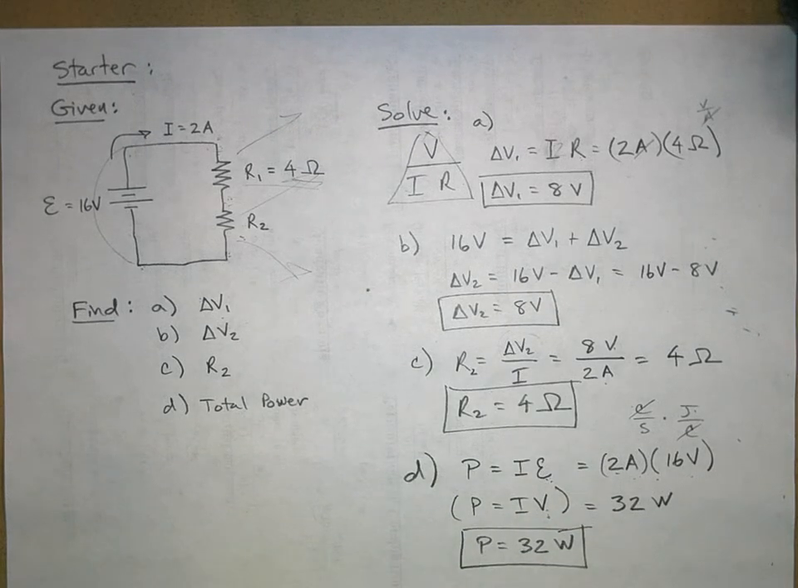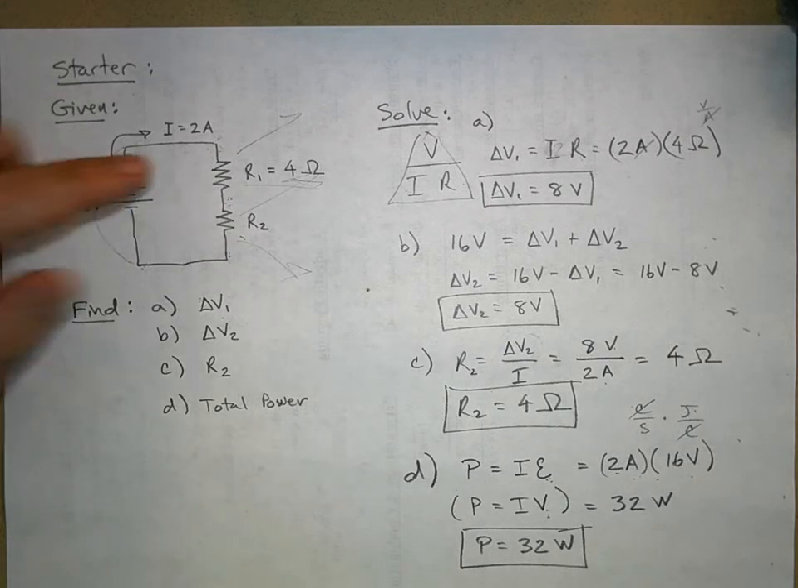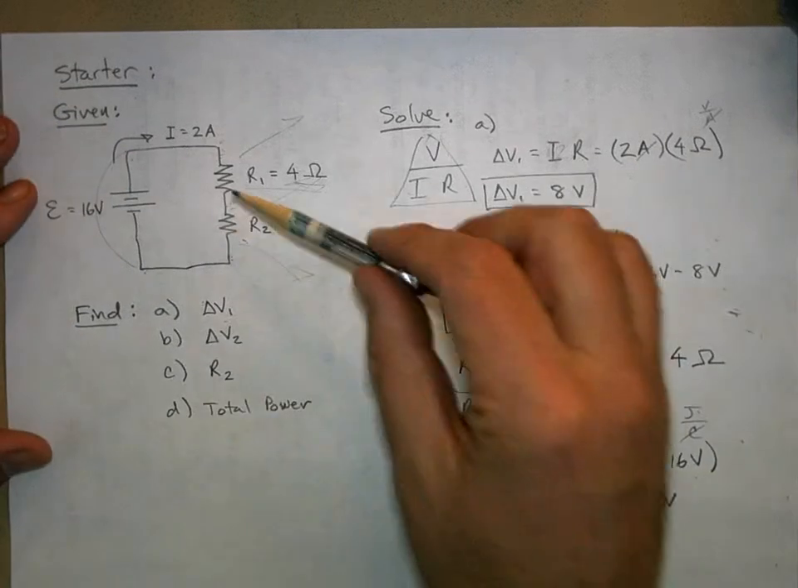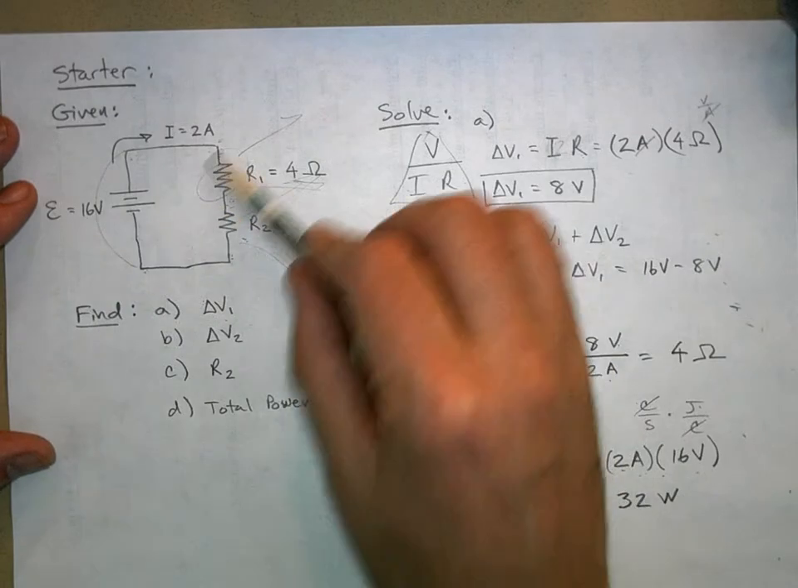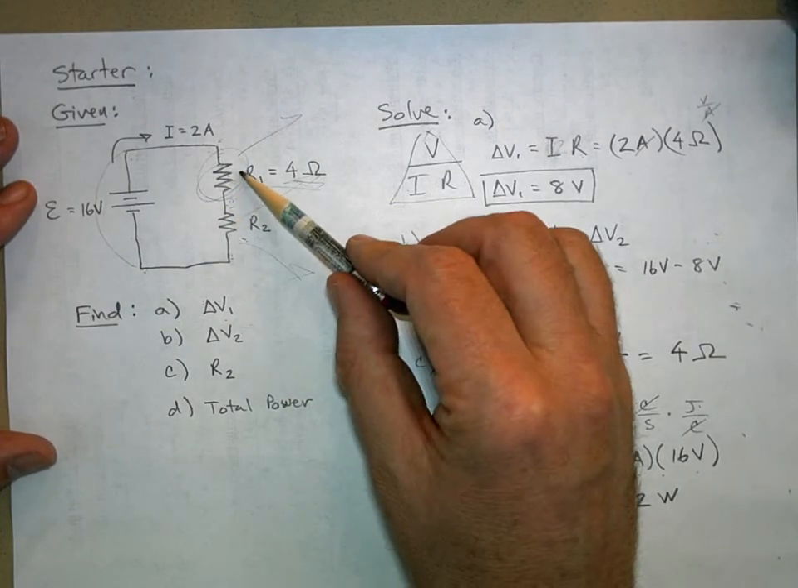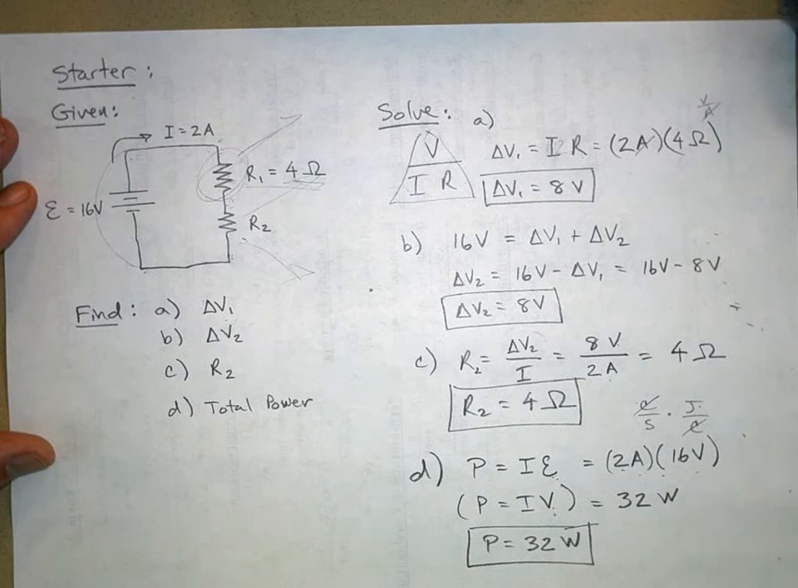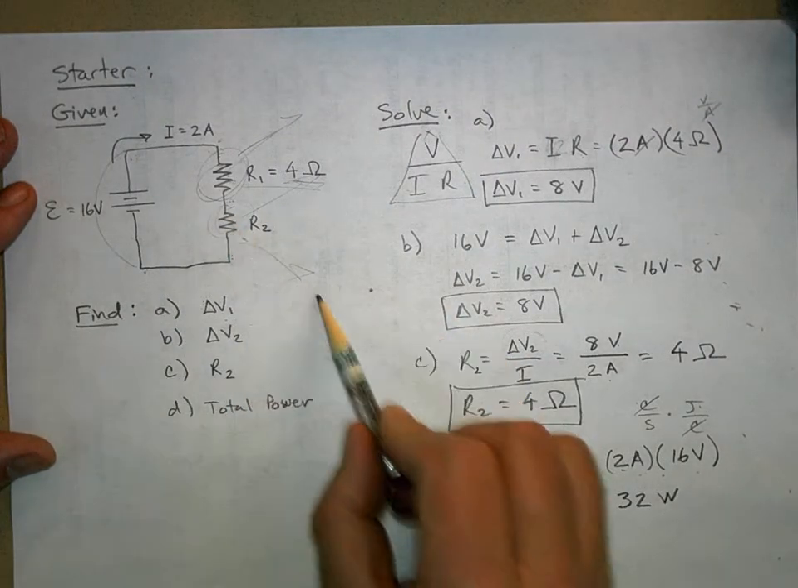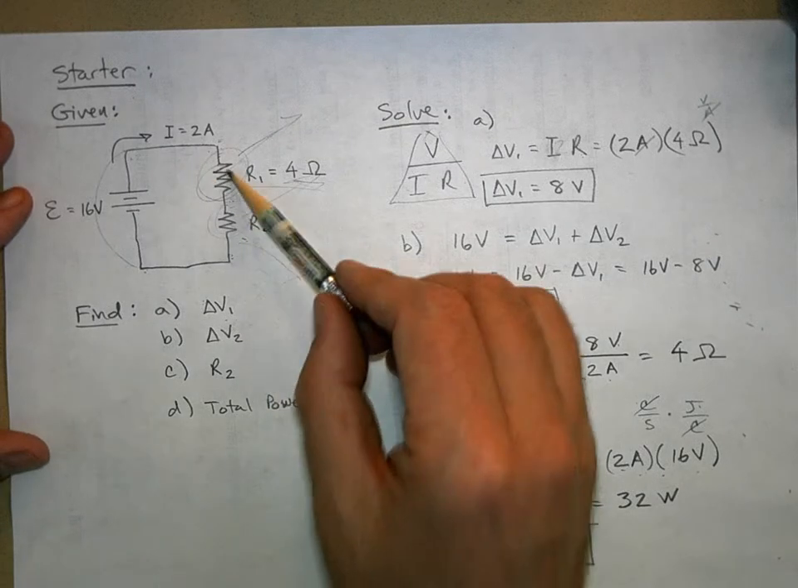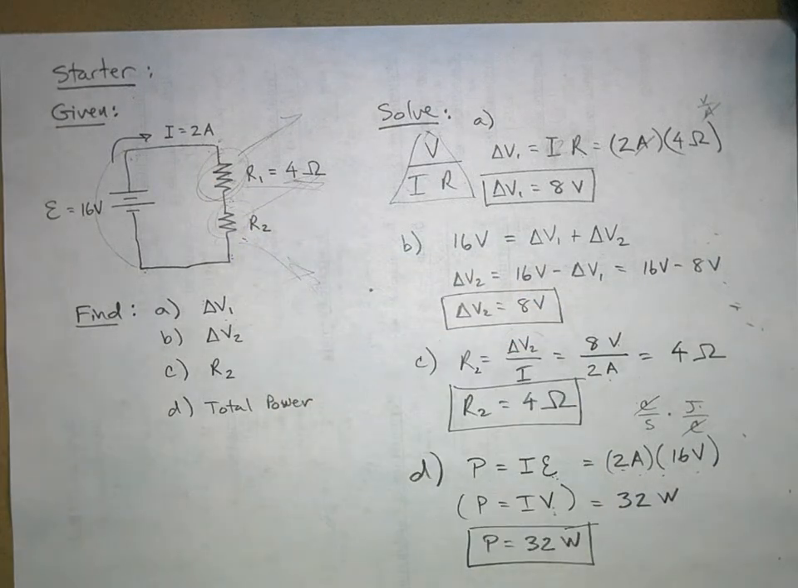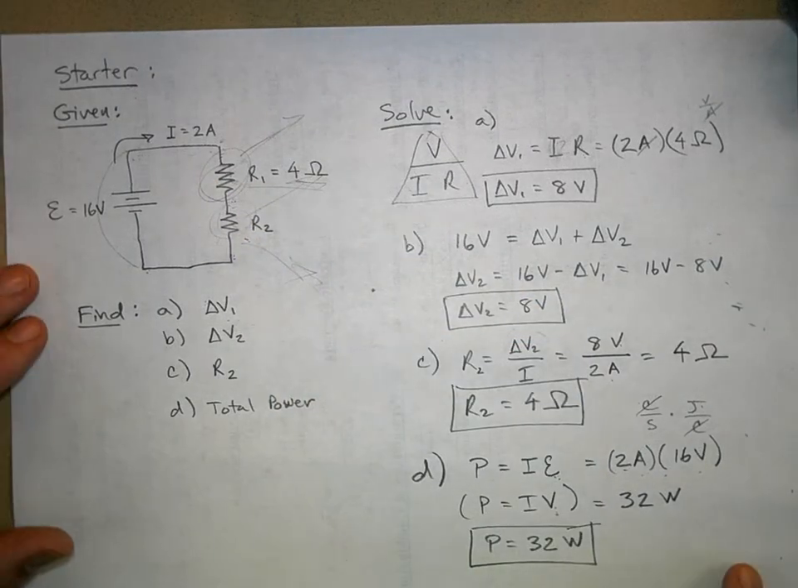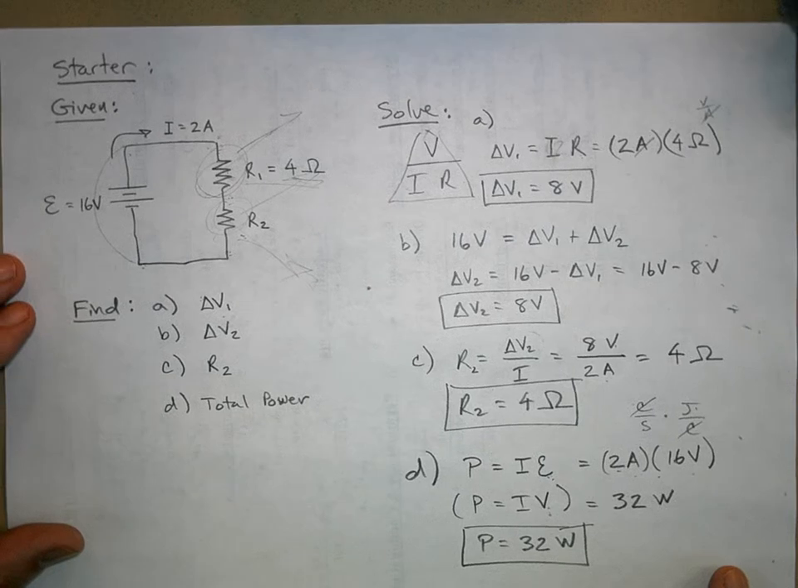One thing you can also do is figure out, I'm not going to go there. This resistor is putting out 16 watts of power, and this resistor is putting out 16 watts of power because they have the same current, same resistance, same voltage drop. But anyway, there you go.